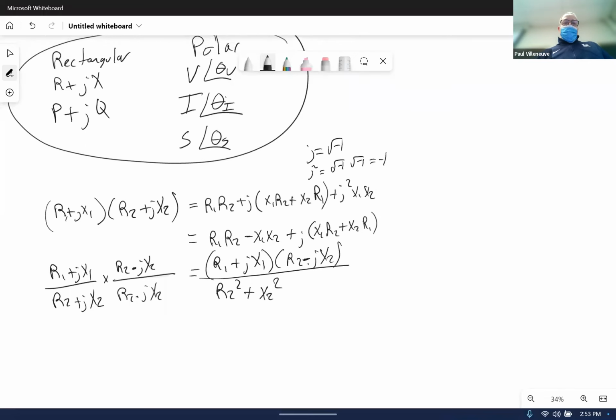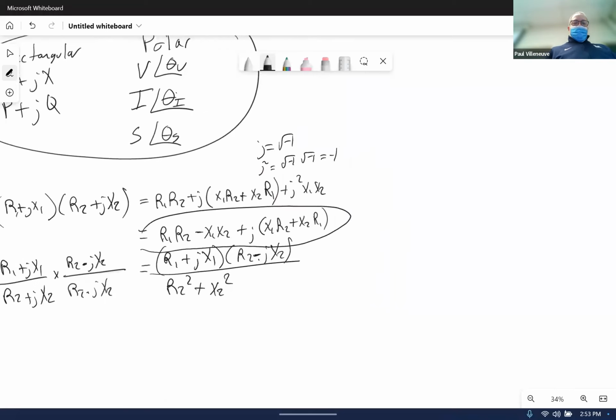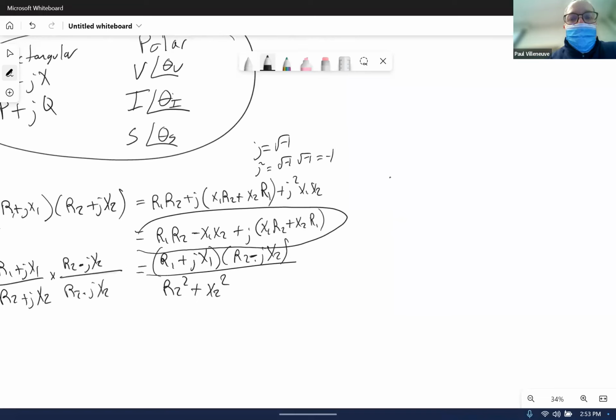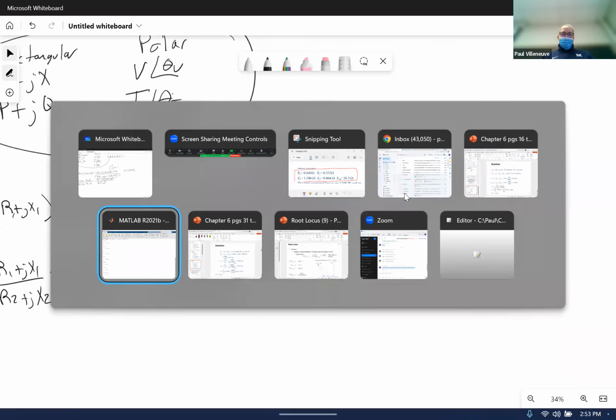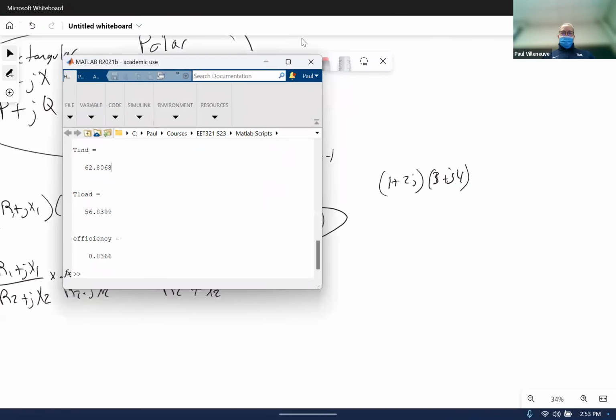Okay. What if there was another way? Before we jump into this, you see this number right here? I would like to solve for that so that I have 1 plus 2j, multiplied by 3 plus j4, okay? So I'm going to repeat this equation over here, and I'm going to multiply those two numbers together and see if I get the results. And the way that I'm going to do that is with MATLAB.